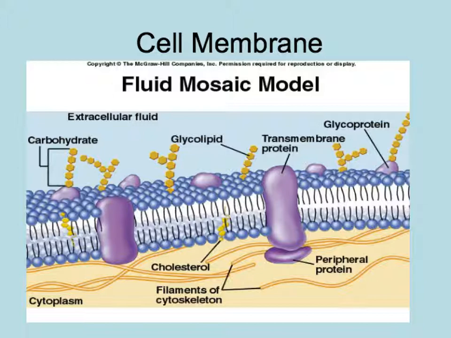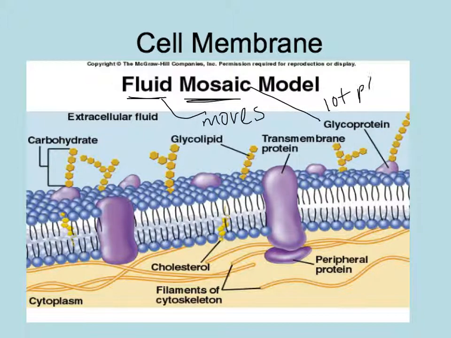going to focus on. Now, the fluid mosaic part of this model is something you might want to write to the side of yours. Fluid means that everything moves, and then mosaic means that there are a lot of parts.